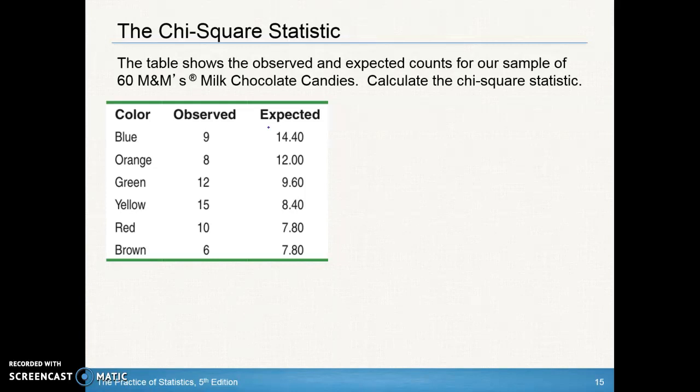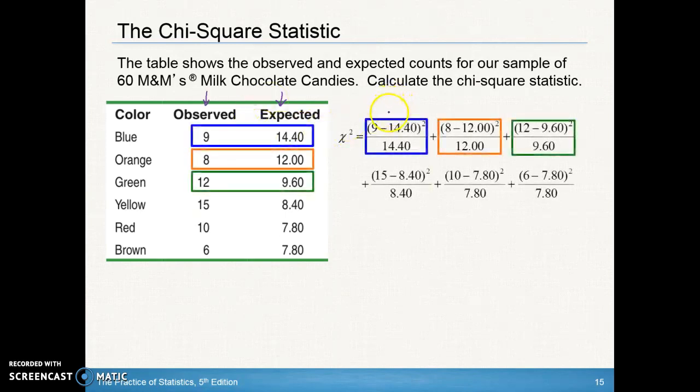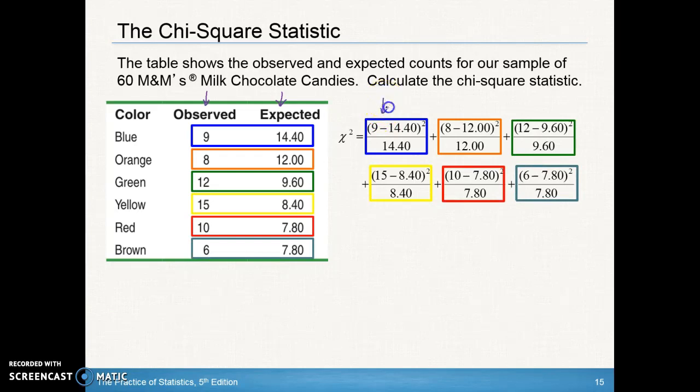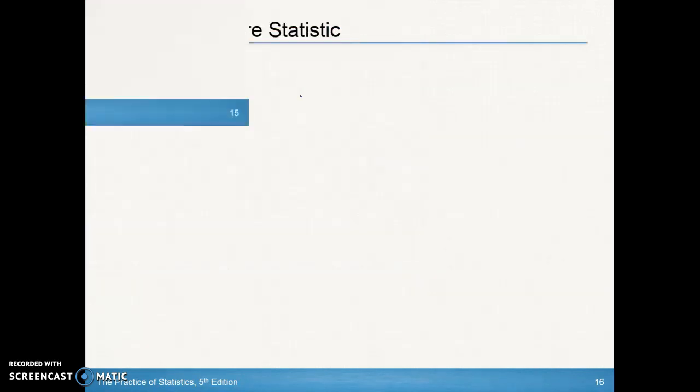So let's see what this chi-square statistic looks like if we were going to calculate it by hand. Remember, these are our counts. So here's our observed, here's our expected. Where did this first one come from? Take a look at this. We have 9 minus 14.4, squared, divided by 14.4. 8 minus 12, squared, divided by 12. 12 minus 9.6, squared, divided by 9.6. So that chi-square statistic is every single one of these. See how far away the observed is from the expected. And then what we just did is we added them all up to get my chi-square statistic.